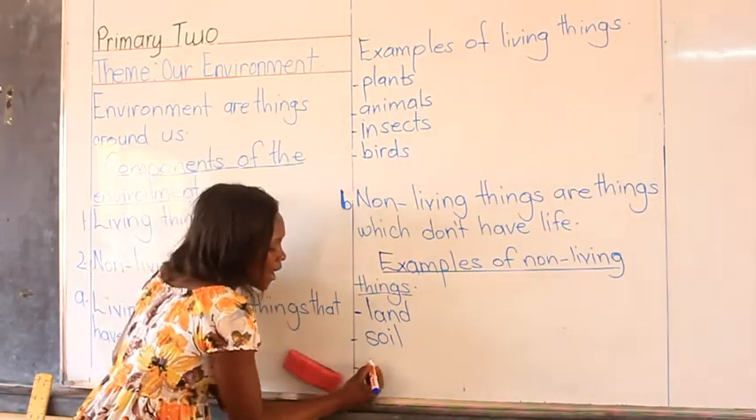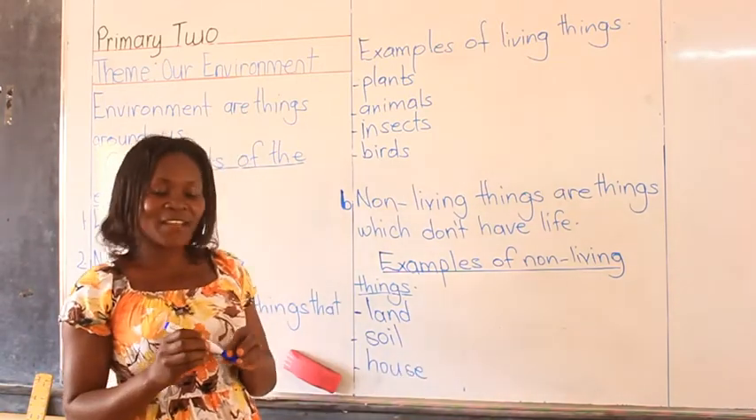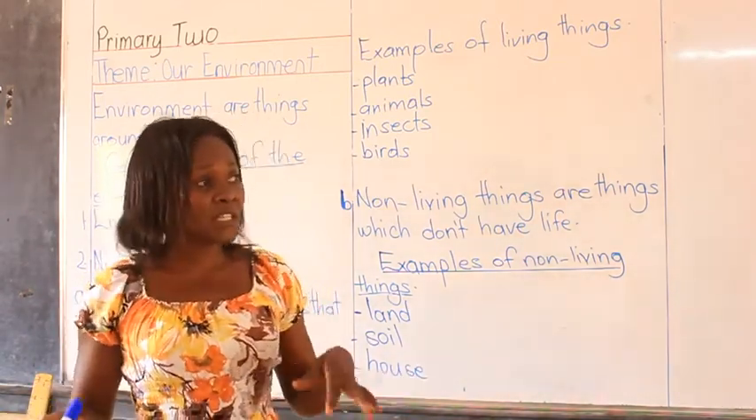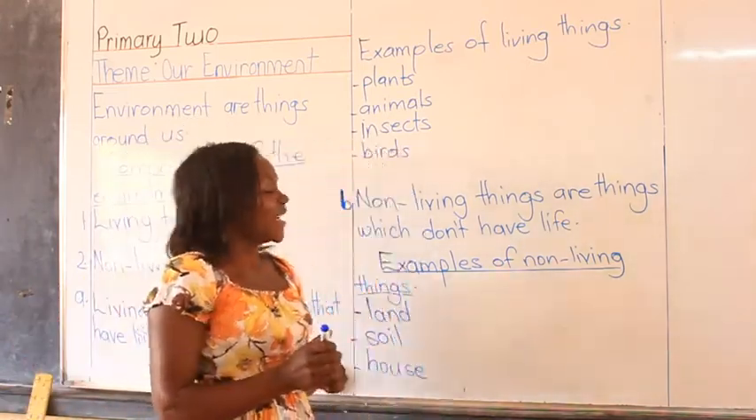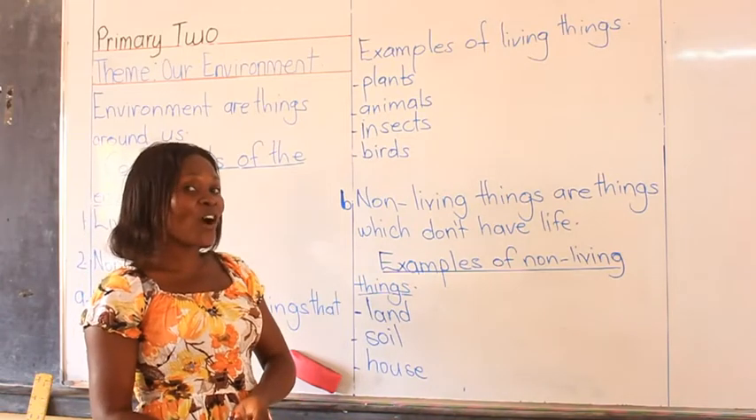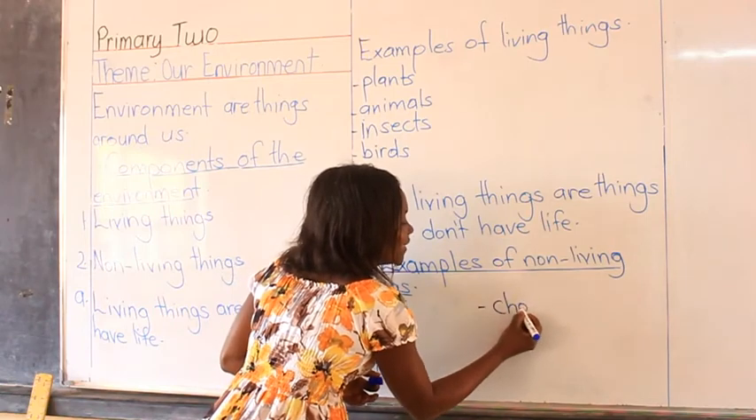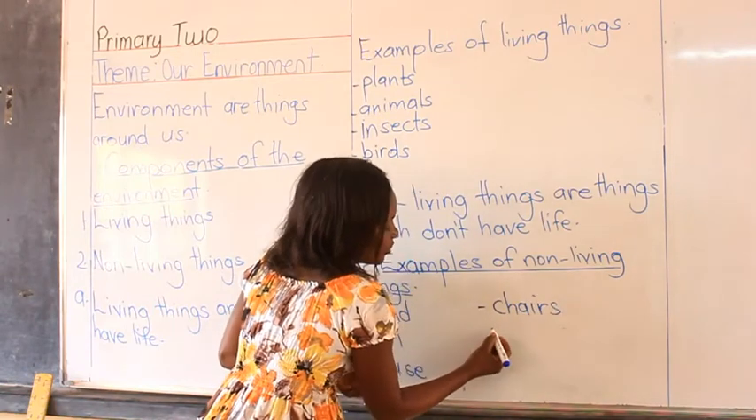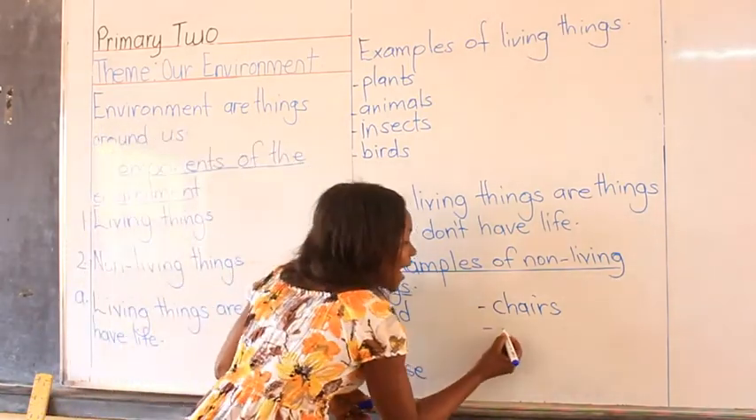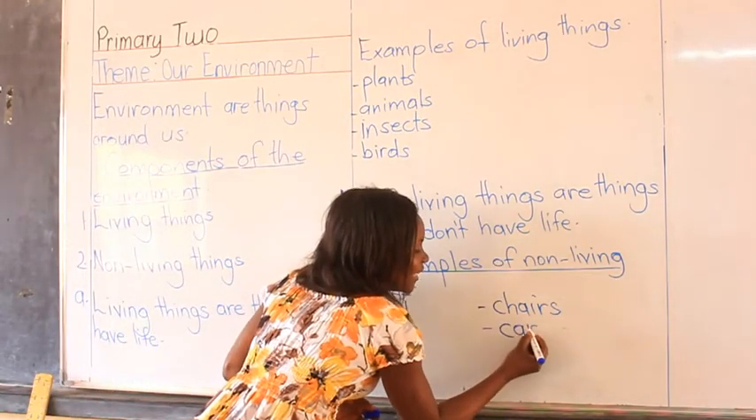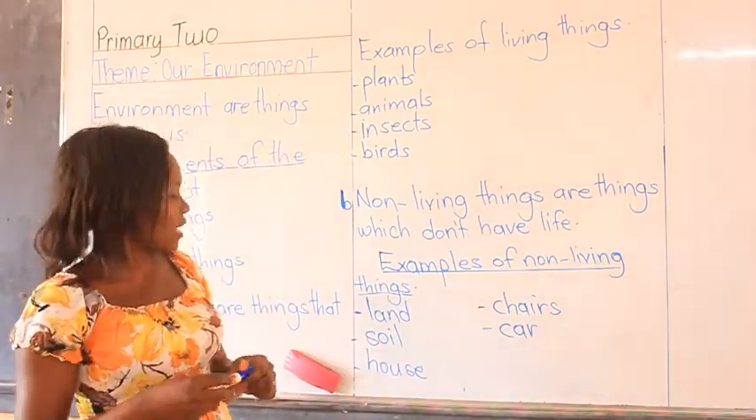Then we have house, where you stay. A house is a non-living thing. It doesn't feed, doesn't move. It is always there. You leave it there, you find it there. There are very many non-living things within your house. For example, we say there are chairs. We have very many other non-living things, for example, a car. I hope now you understand me.